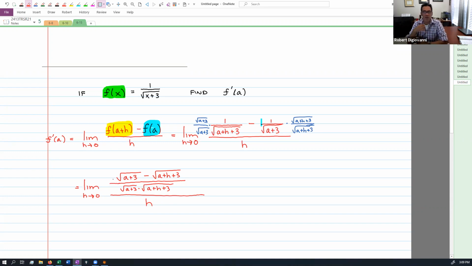Now the conjugate. So I'm going to be looking at the numerator, and I'm going to be bringing in the conjugate over here on the top and bottom. And yes, it's going to be ugly. It's going to be the square root of a plus 3 plus the square root of a plus h plus 3, all over the square root of a plus 3 plus the square root of a plus h plus 3.